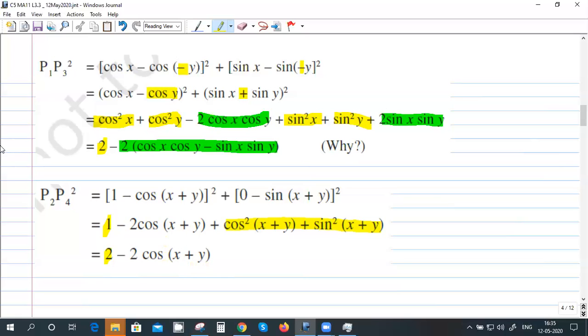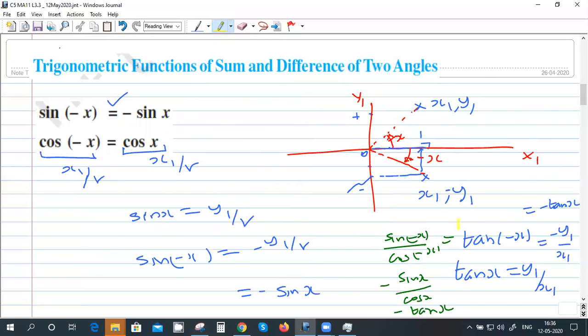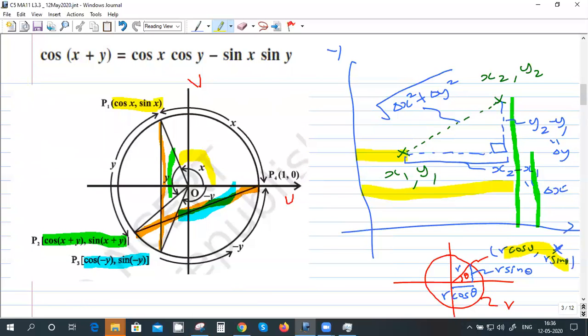Now you have to equate this one and this one because the triangles are congruent. So from that you will get cos x plus y as cos x cos y minus sin x sin y. That's what we are trying to prove here. So these are the basic things.